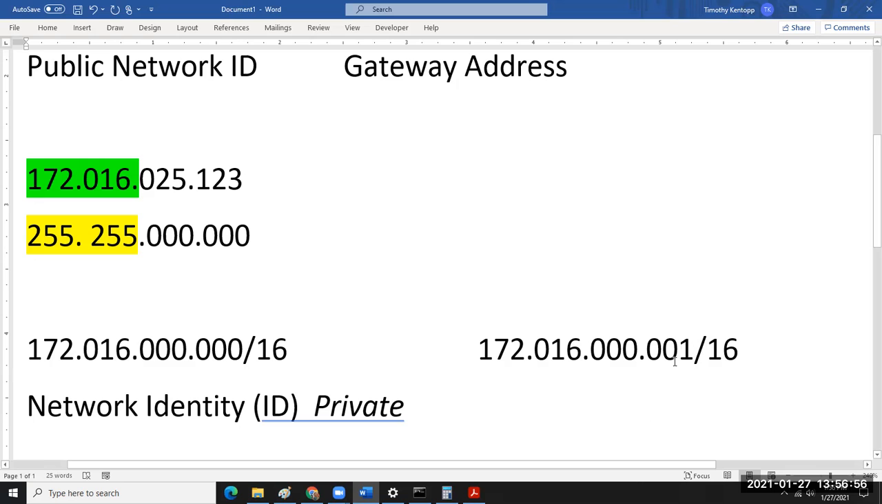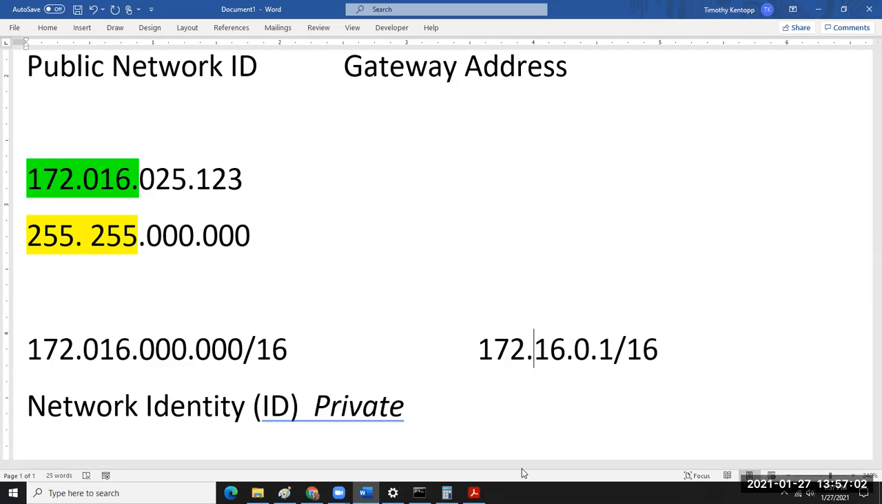There you go. I can make this simpler. I can just say .0. That's how it's normally written. The leading zeros are normally collapsed. I just wanted you to have the leading zeros so that these numbers would line up over each other. Otherwise it gets confusing. So my gateway address is on this network. If I want to go out of this network onto the internet, my gateway address is 172.16.0.1.